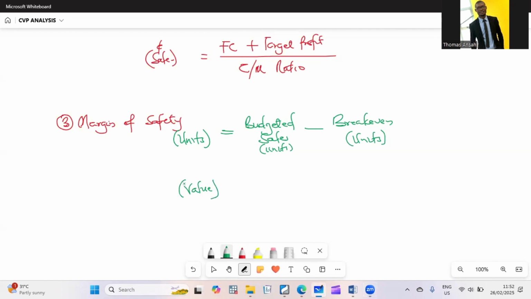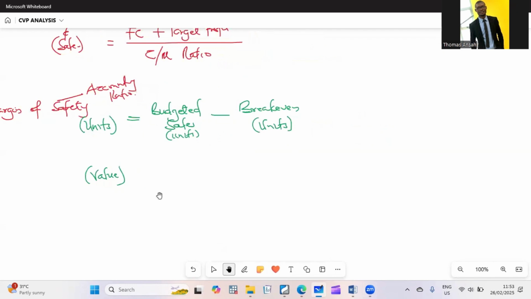Now, you must understand that, like I said, this is an accounting ratio. It's actually an accounting ratio, and because it is a ratio, we must run these things in terms of changes. So what we would do is, you have your budgeted sales in units.